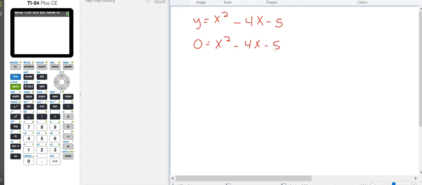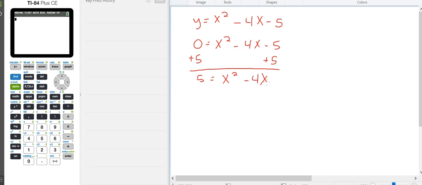When we use completing the square, we want the constant on one side and the x squared and the x and the coefficients on the other side. So we're going to add 5 to both sides to bring 5 to the other side. 0 plus 5 is 5. 5 is equal to x squared minus 4x.